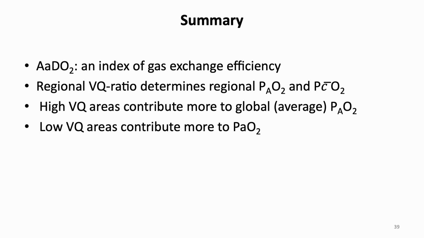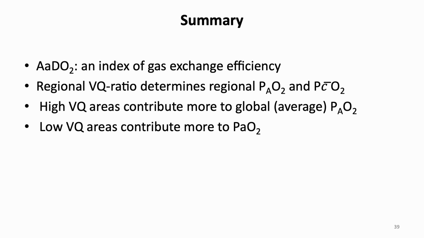In contrast, areas with a low ventilation perfusion ratio have a relatively higher perfusion than ventilation. They contribute less to the total average alveolar oxygen tension. While it might be low regionally in that area, it does not contribute that much to the alveolar tension in the whole alveolar compartment, but rather to the actual arterial oxygen tension, because more blood is leaving those areas and thus entering the systemic circulation. So these areas contribute more to the actual arterial oxygen tension.